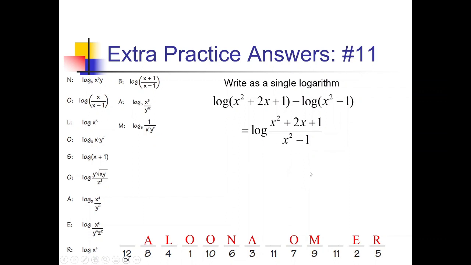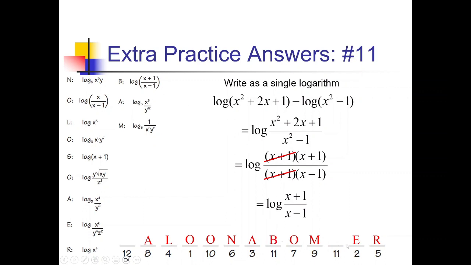Let me factor and see if I can cancel things out. So for my numerator, things that multiply to 1 and add up to 2, that would be 1 and 1, both positive. So x plus 1 and x plus 1, or x plus 1 squared if you like. And then x squared minus 1, we actually just did this on the last problem. That's x plus 1 and x minus 1 still. It looks like one of these x plus 1s can cancel, so that leaves me with log of x plus 1 over x minus 1. And that's answer choice B right up here. So that goes in spot 11.